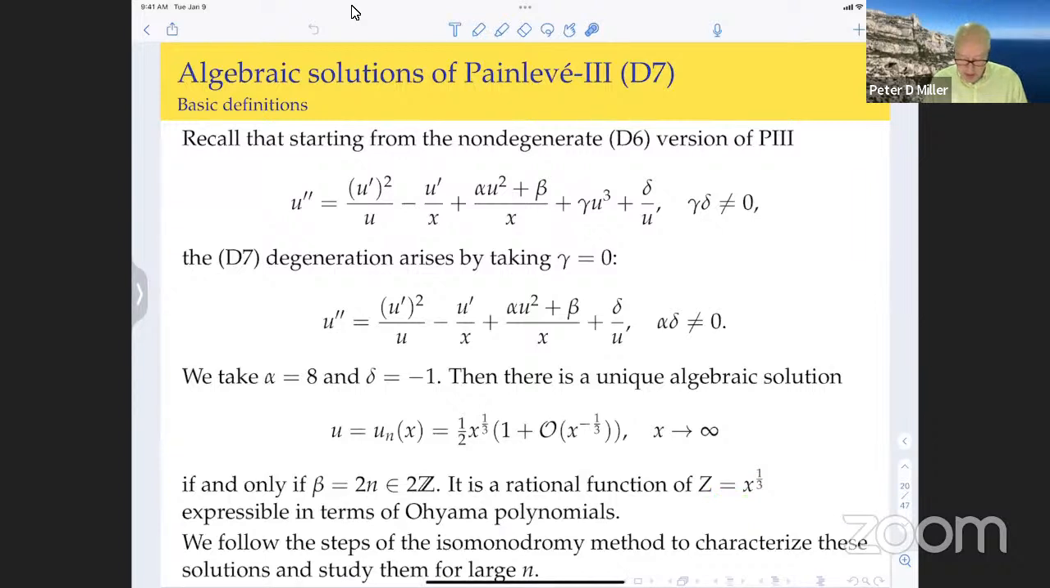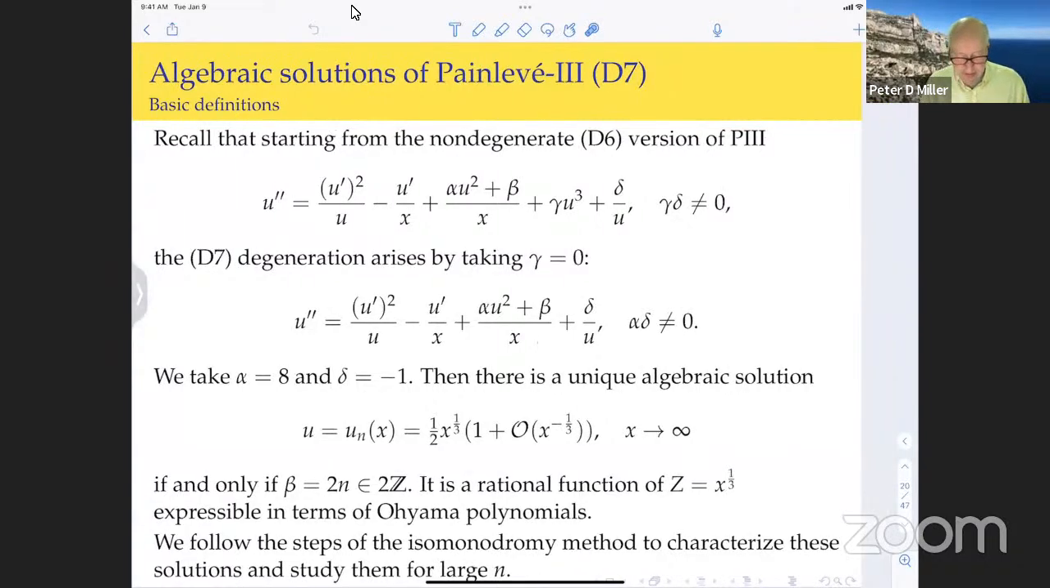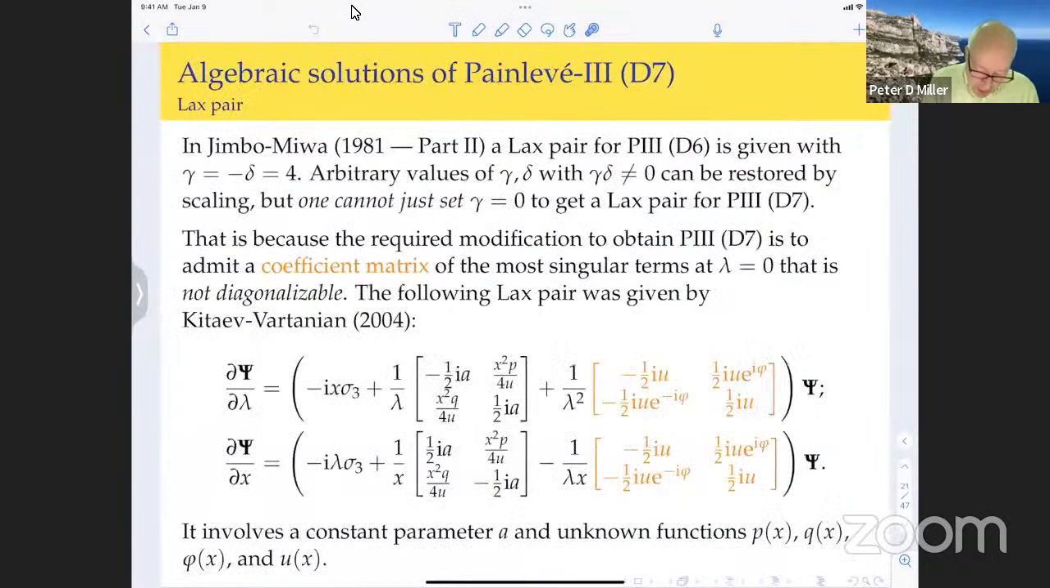Umemura polynomials. So here I want to follow the steps of this isomonodromy method to characterize these functions and study them for large n and hopefully understand the bow ties. Okay, so if you look at the part 2 paper of Jimbo and Miwa, they write the Lax pair for Painlevé-III D6. We already used it and wrote it on an earlier slide. So it's given in their paper with the normalization that gamma and minus delta are both equal to 4.